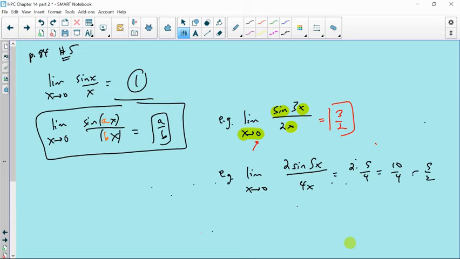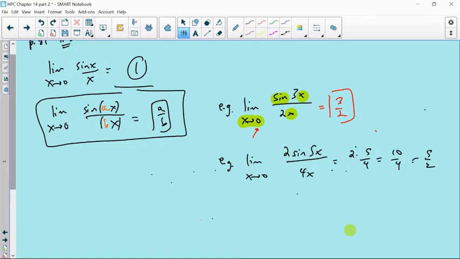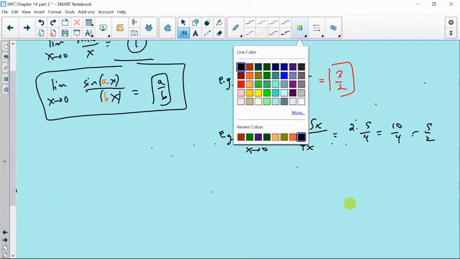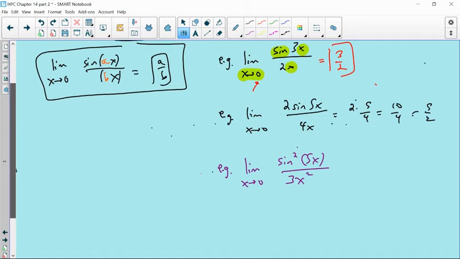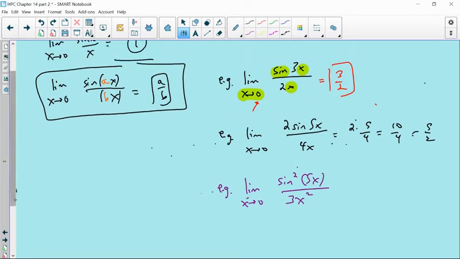Now, occasionally we might see sine squared. So here's another example that maybe we didn't even look at in class yet, so this is good to know. What happens if we have the limit as x approaches 0 of sine squared of 5x over 3x squared? Well, we have to really think about what it means to be squaring sine. What that means is that you take sine of 5x times itself.